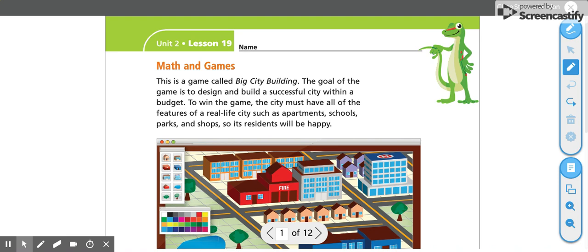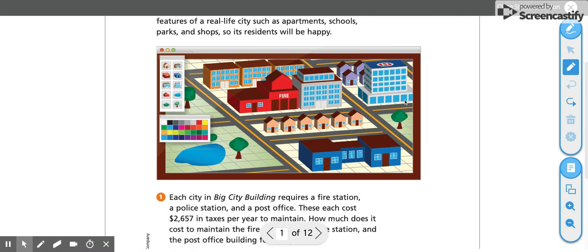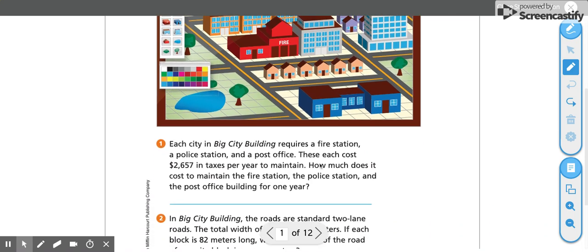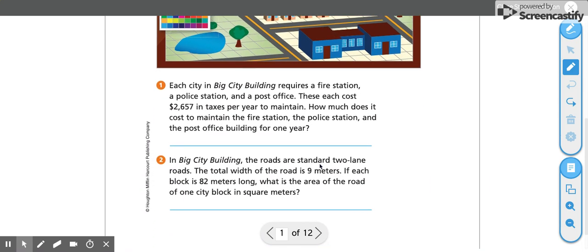So, in this scenario, it says, this is a game called Big City Building. The goal of the game is to design and build a successful city within a budget. To win the game, the city must have all of the features of a real-life city, such as apartments, schools, parks, and shops, so its residents will be happy. So you'll see they gave us this nice little example of a city. Then they gave us some real life problems that we need to solve.